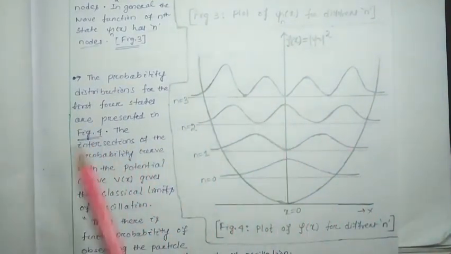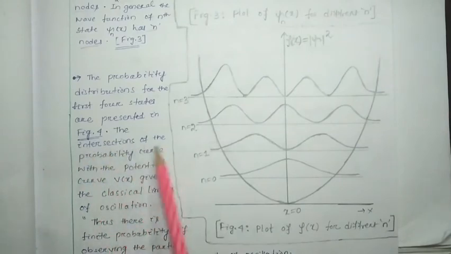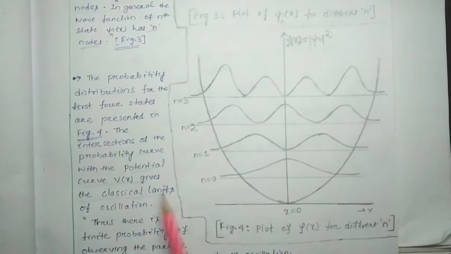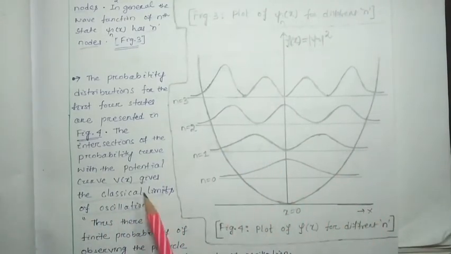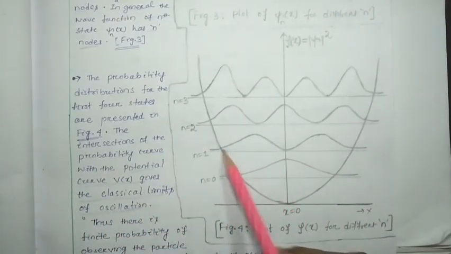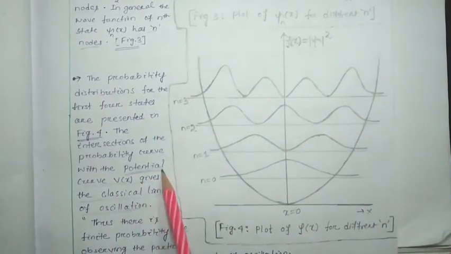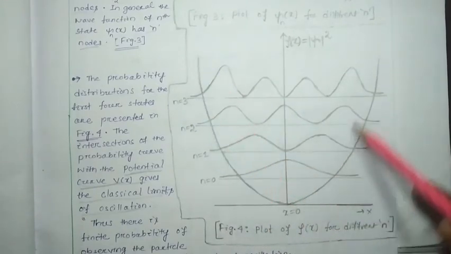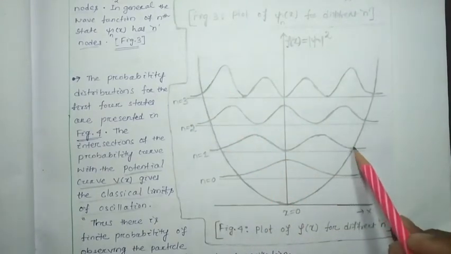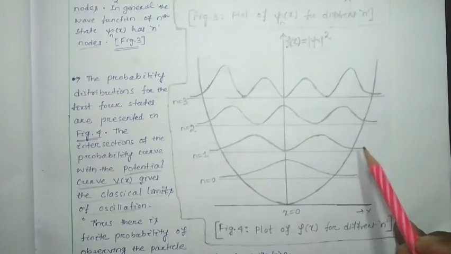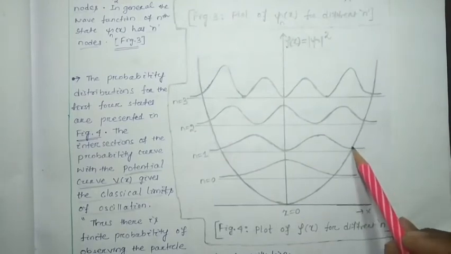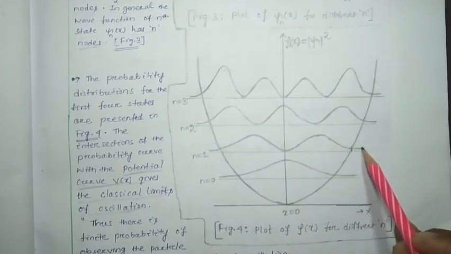So the intersections of the probability curves with the potential curve give the classical limit of the oscillation. See, these are the intersections, at the boundary, with the potential curve Vx. This is your potential curve. Intersection means beyond the potential we should not find any particle, because this is the limit of the maximum force. So beyond that we should not get the particle in the classical case.